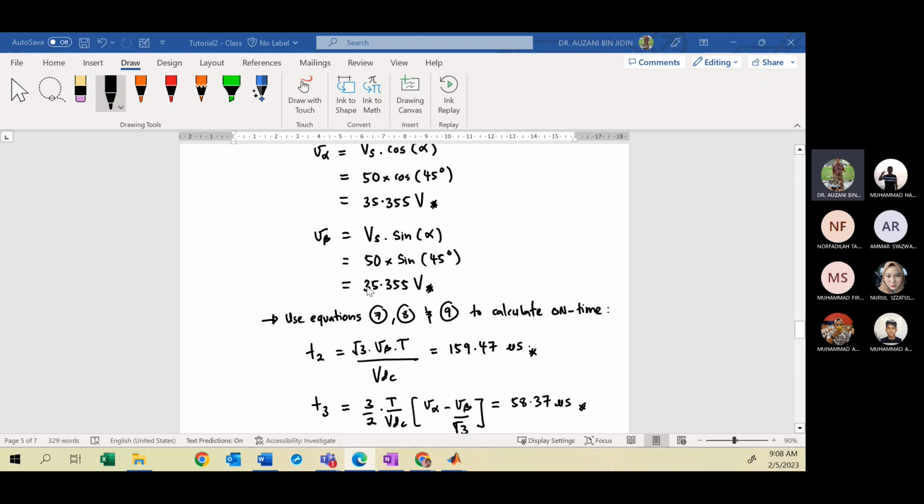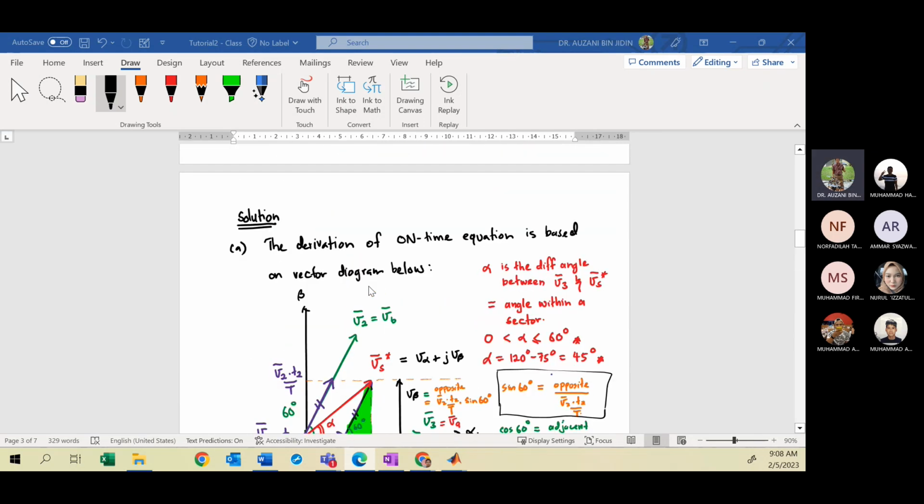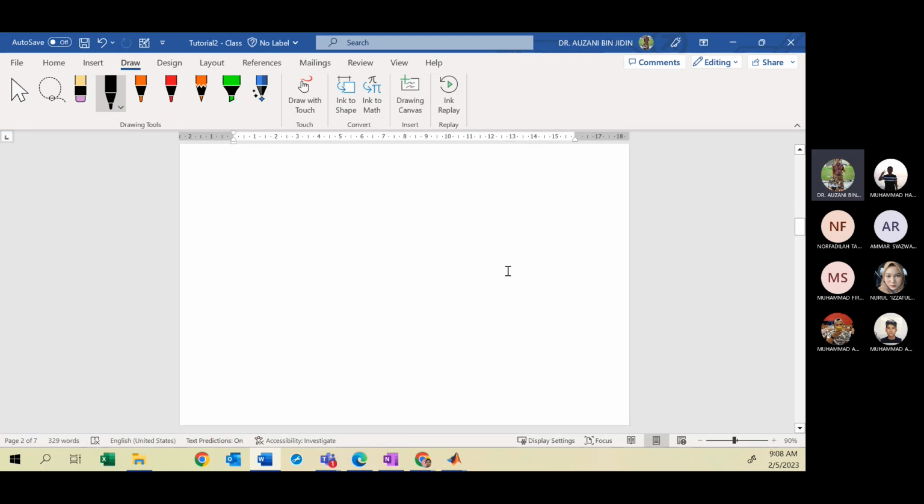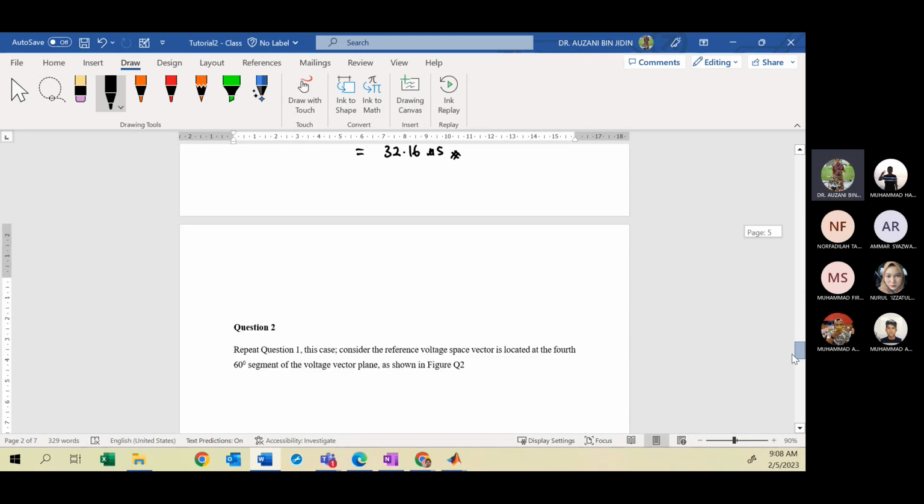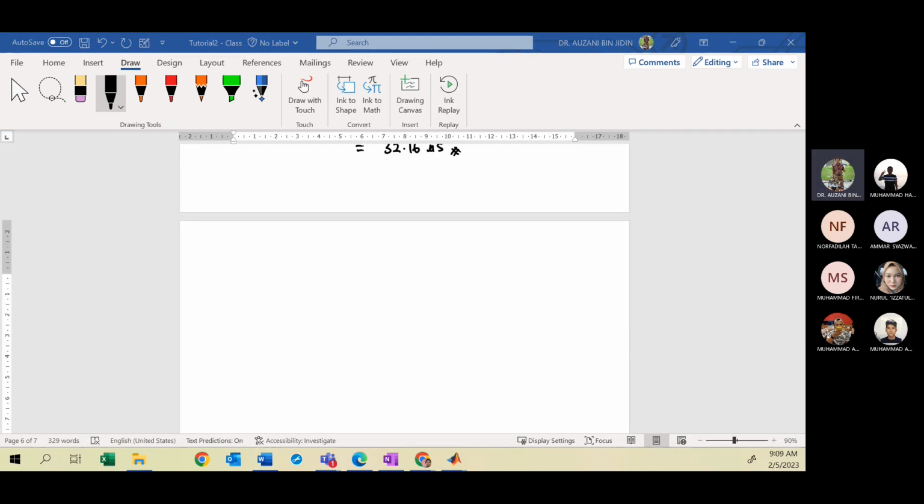Okay, now part C. In part C, you have to sketch the switching state waveform. Let's see the question first. So in part C, you have to sketch the switching state waveform SA, SB, SC for one complete cycle. You need to include the timing information. I think you just put the label, that is okay. You do not need to put the exact numbers. In this case I just copy from the notes, but for your case, you need to draw.